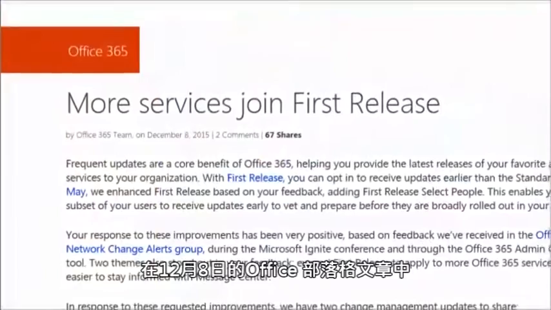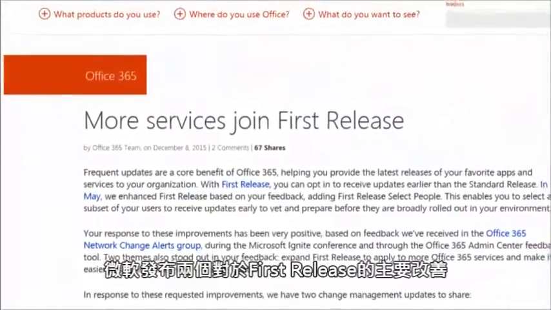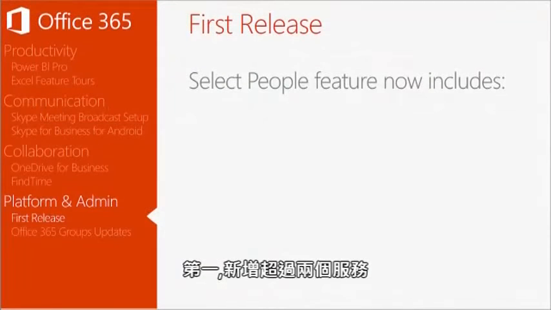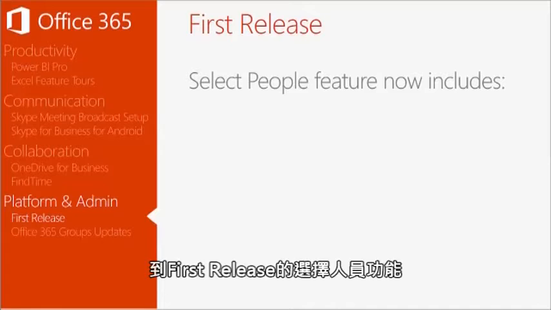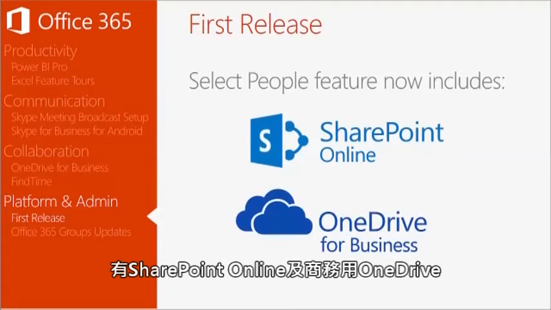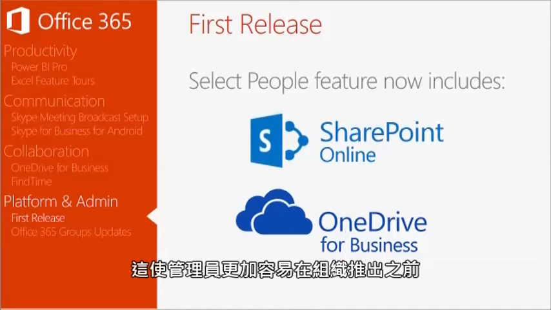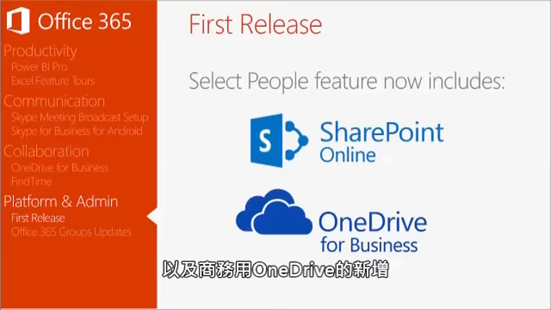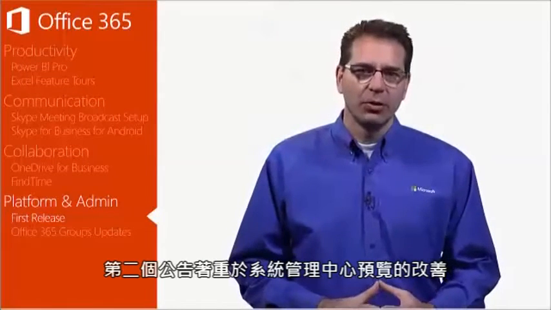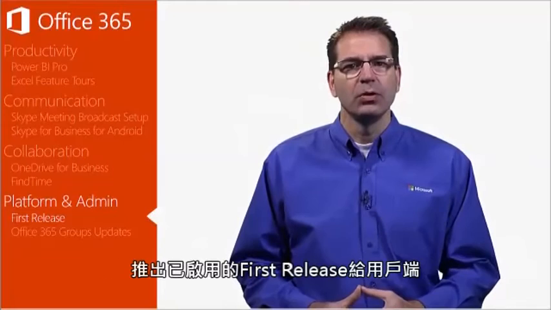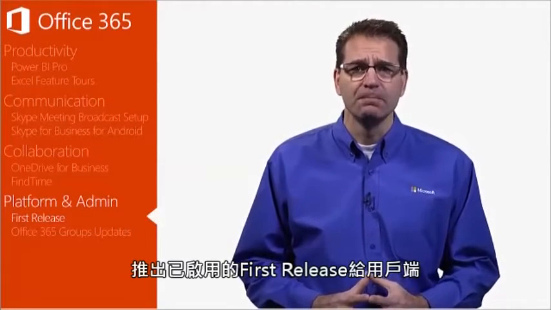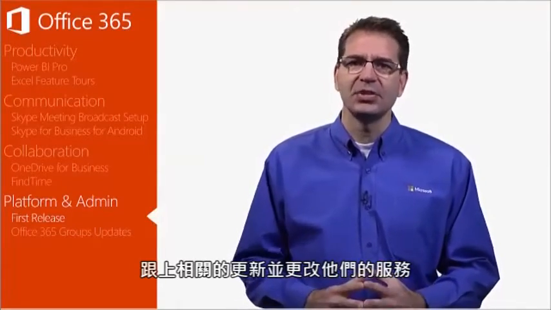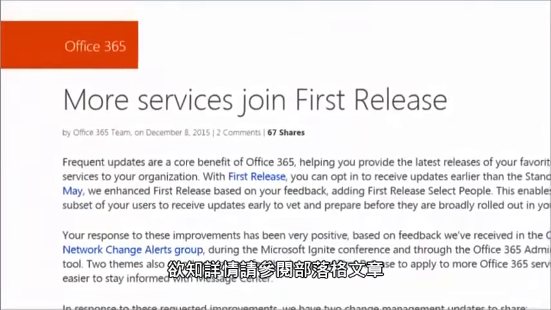In the December 8th Office blog post, Microsoft announced 2 key improvements to the First Release program. First, 2 more services have been added to the First Release Select People feature: SharePoint Online and OneDrive for Business. This makes it much easier for admins to learn about and have power users vet new SharePoint and OneDrive for Business enhancements before they roll out to the organization. The second announcement focused on improvements in the Admin Center preview rolling out to customers with First Release enabled. These enhancements make it easier for admins to keep up to date concerning updates and changes to their service. You'll want to read the blog post to get the lowdown.